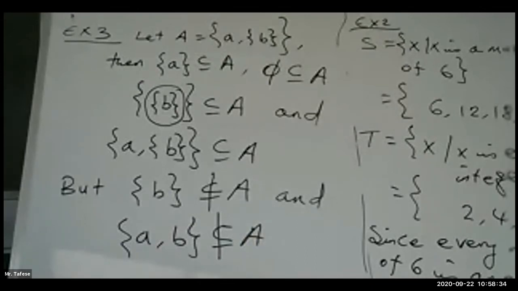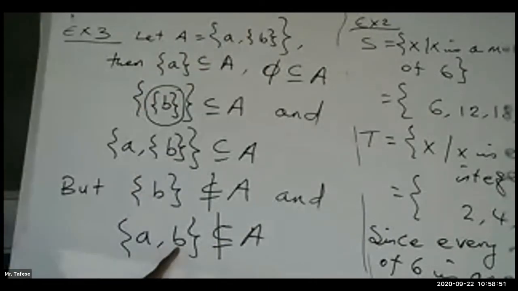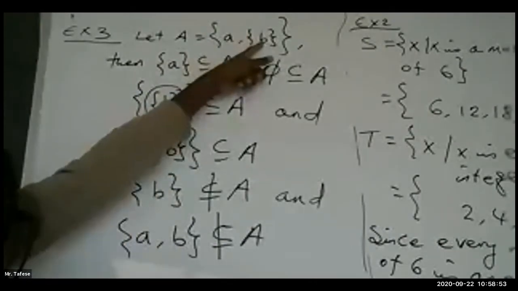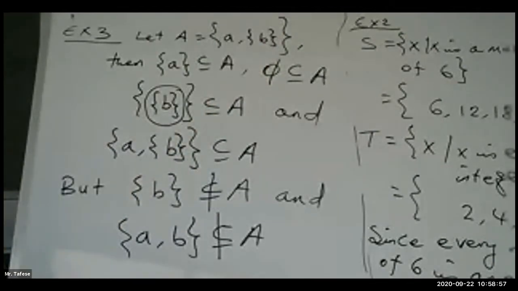The reason is very clear. Of course, A is an element of the first set, and also an element of the second set. But this B is an element of this set, but not an element of the second set. Why? Because this one is without brace, but the original set A element is with brace. So these are very crucial examples.